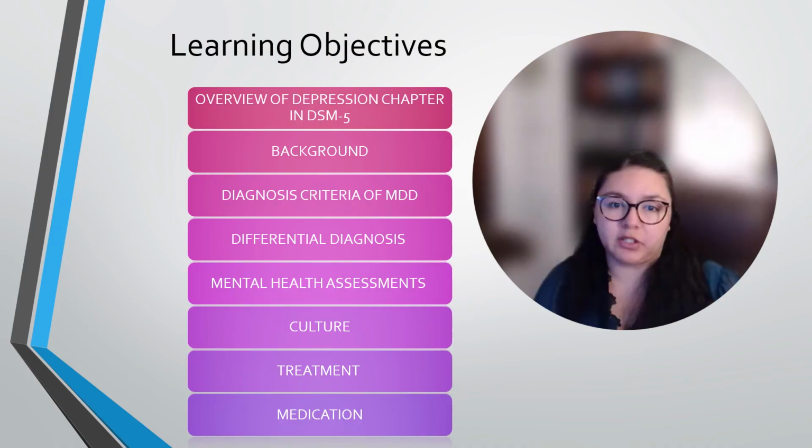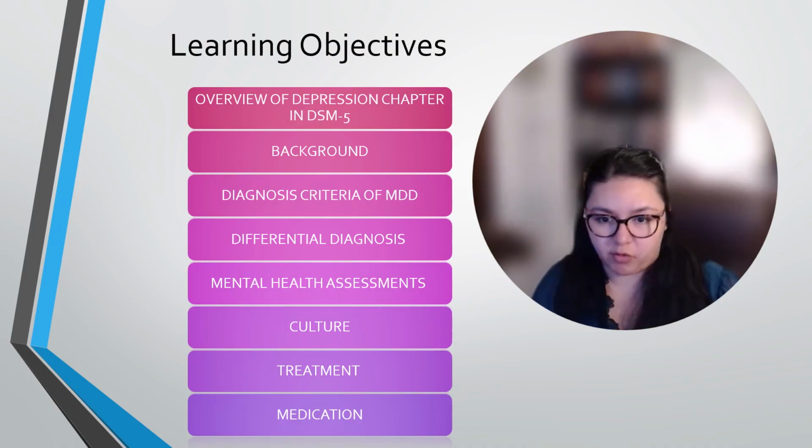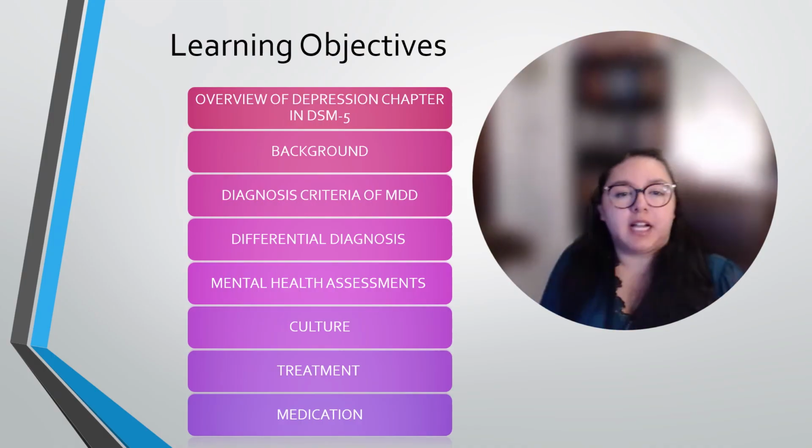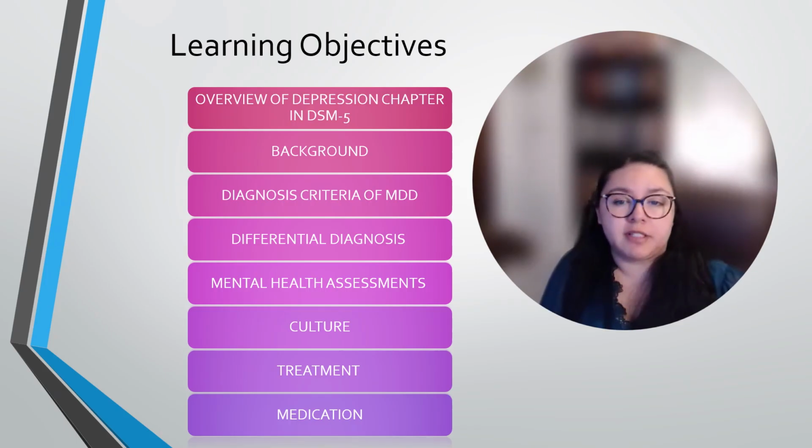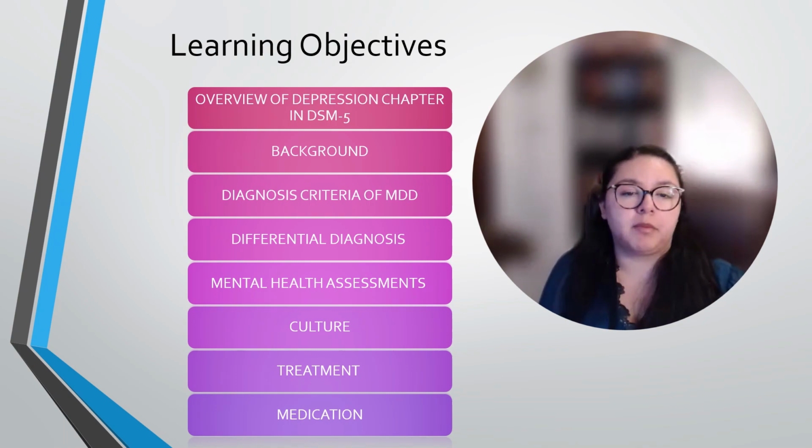This is going to be our learning objectives for this video. We're going to be going over the overview. What's included in the DSM-5-TR chapter? What's even in there? We're going to go through some background information, some interesting stuff for what's happened with the DSM-5 versus TR versus DSM-4. We're going to go over the specific diagnostic criteria of major depressive disorder, as well as some information about examples, things like that. Differential diagnosis.